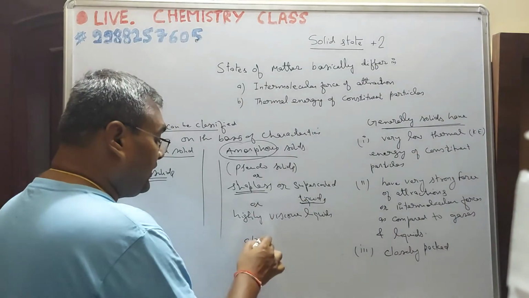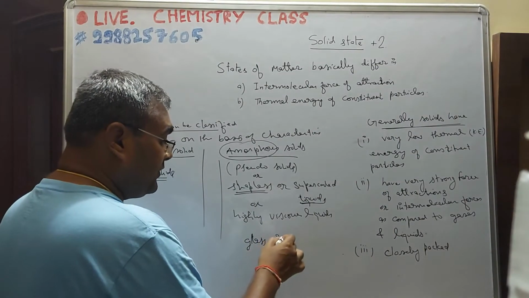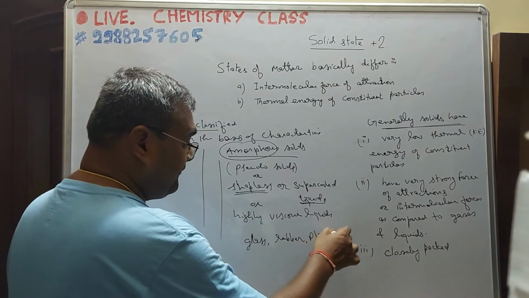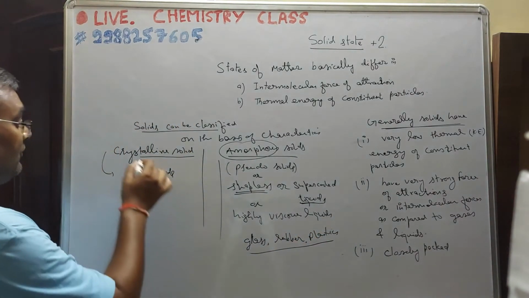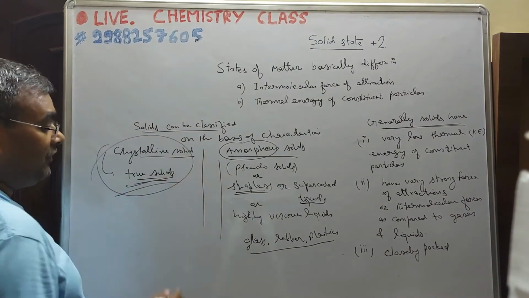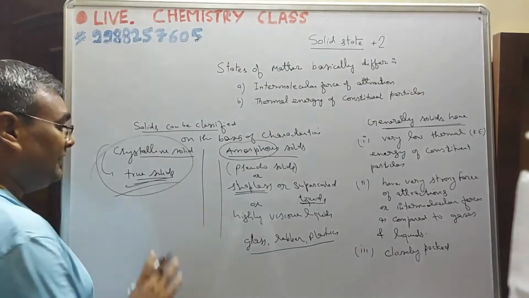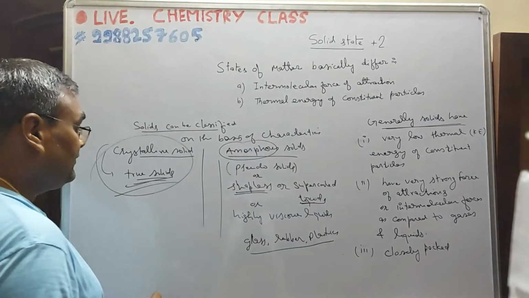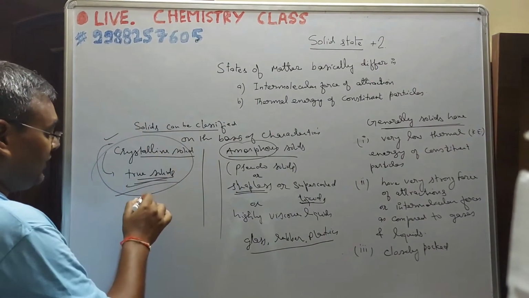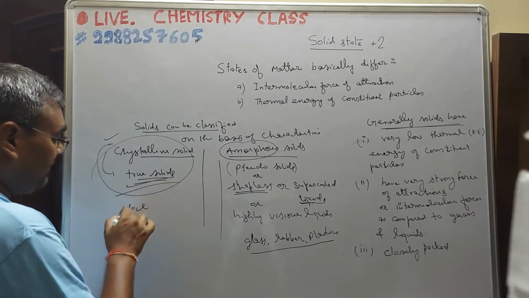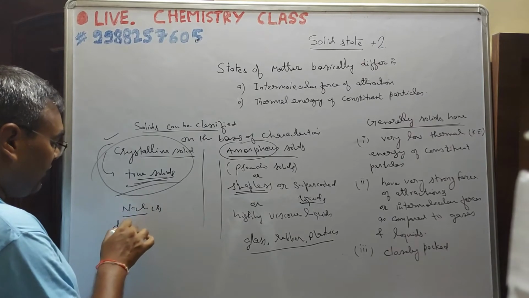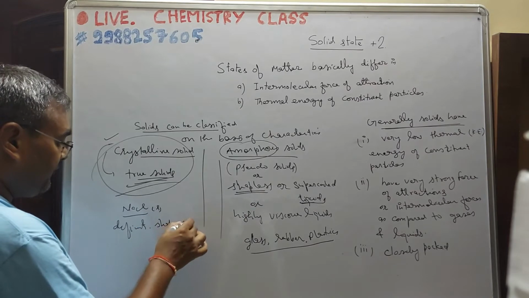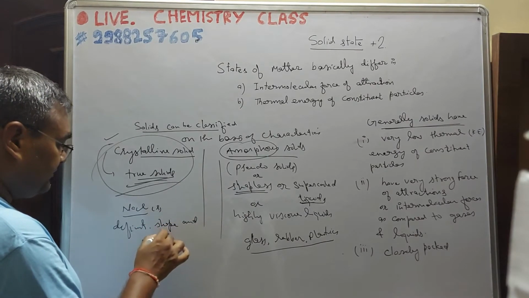Examples of such solids are glasses, rubber, plastics, like this. But when we talk about these types of solids, these are pseudo solids. Actually, if we talk about solids, these are the true solids, these are the pseudo solids. Pseudo means false. So crystalline solids basically like NaCl, they have definite shape and geometry.